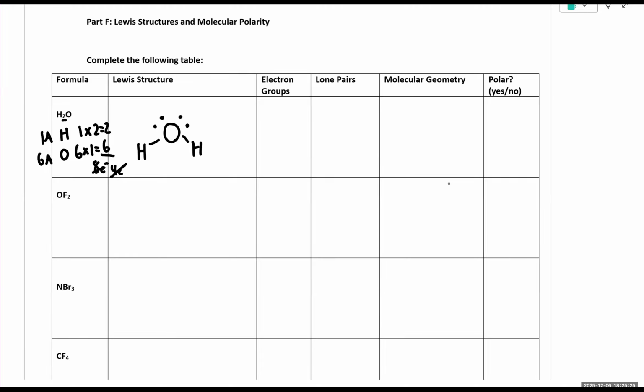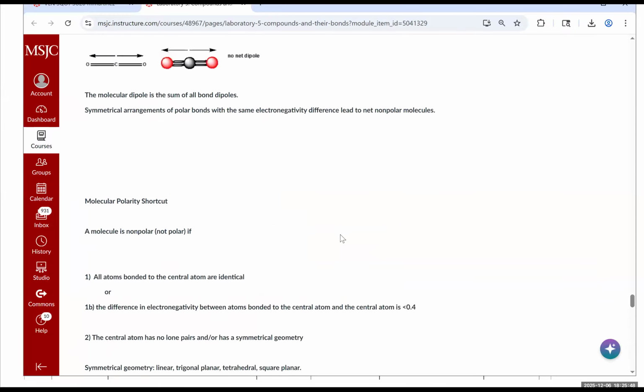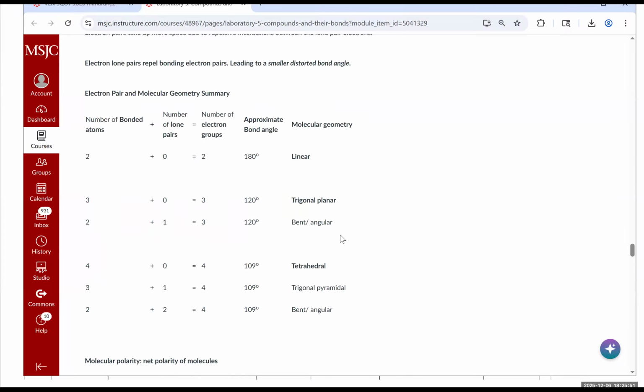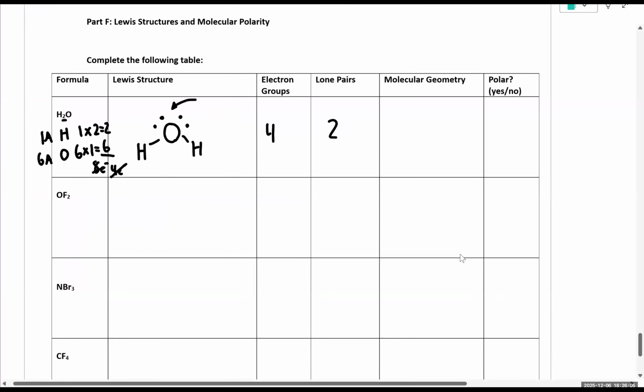Now, in terms of electron groups, you're going to take a look at the central atom here, and note how many bonded atoms or lone pairs we have in total. So I have 1, 2, 3, 4 electron groups, and how many lone pairs? 1, 2 lone pairs. You're then going to reference the table in Canvas, which has all of the electron pair and molecular geometries. So we have 4 electron groups and 2 lone pairs. This gives us the bent molecular geometry. So we're going to write that down.